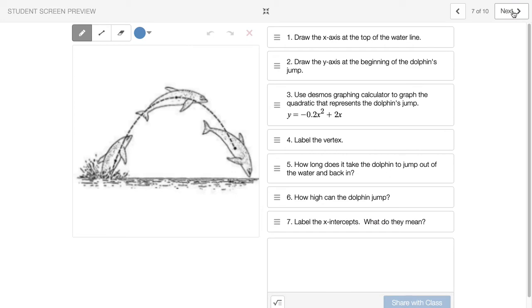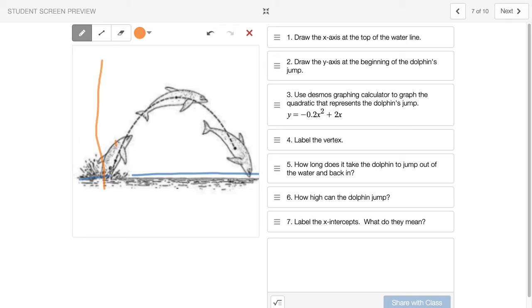So next we have a picture of a dolphin's jump. They tell us to draw the x-axis at the waterline. So the x-axis would be here, and draw the y-axis where the dolphin begins. That's a little crooked, so let's fix that a little bit. Our y-axis didn't fix at all. It would be here. It would be more straight.